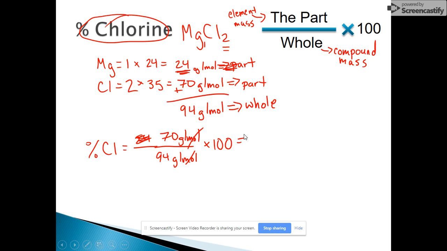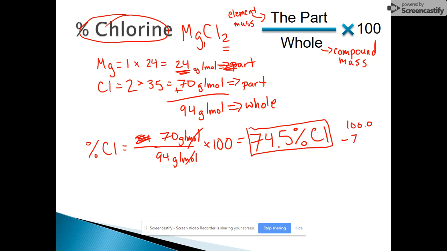I'm just going to type this in my calculator really quickly. We're going to do 70 divided by 94 times 100, which will give us 74.5% chlorine. Again, we could very easily figure out magnesium. We know that for percents, everything has to add up to 100 to be the whole. So we would just take 100 minus 74.5. So that means percent magnesium would equal 25.5%.